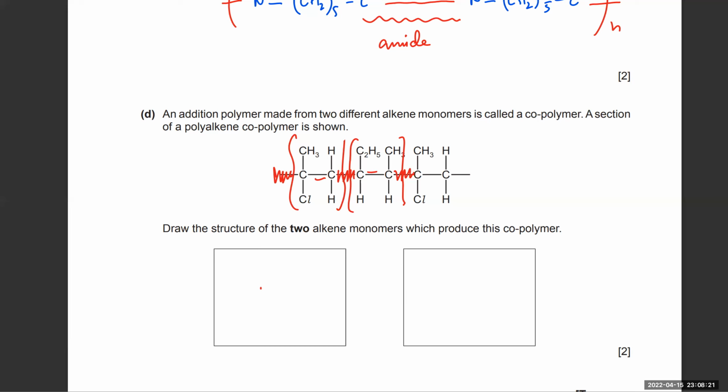So you've got one monomer, which has two H's, a CH3 and a Cl. And you've got another one, which is C double bond C, and it's C2H5. One second, let me just check, CH3. And you've got H's.